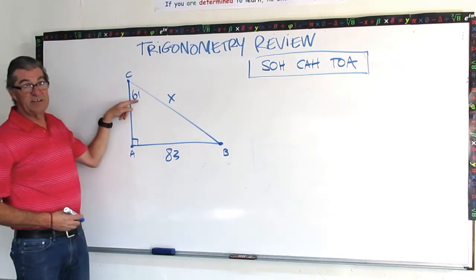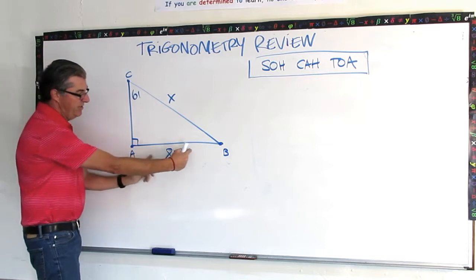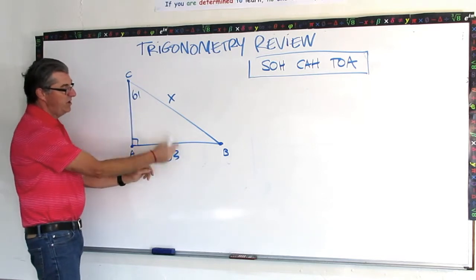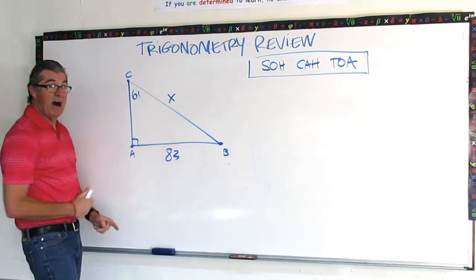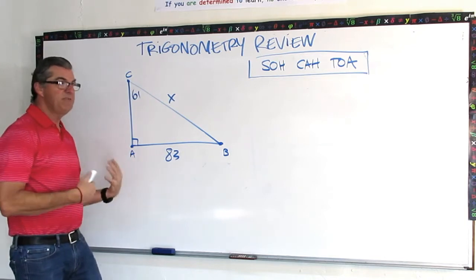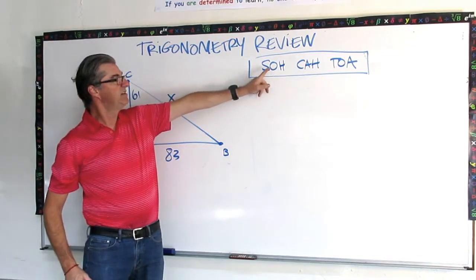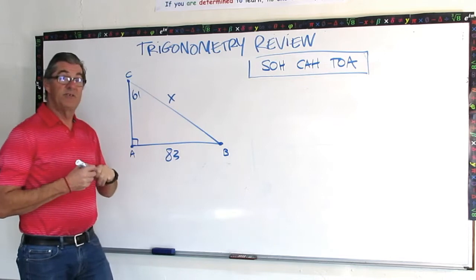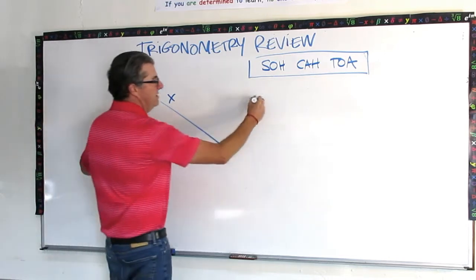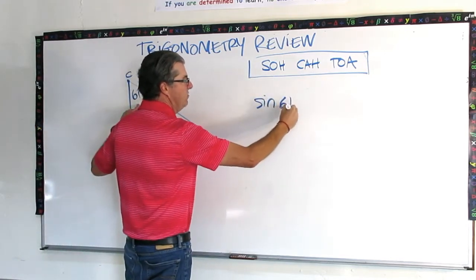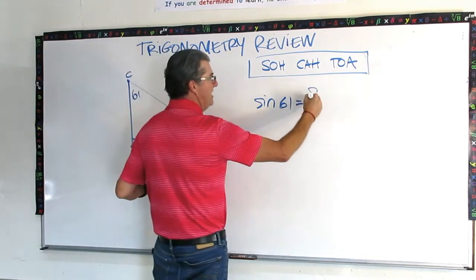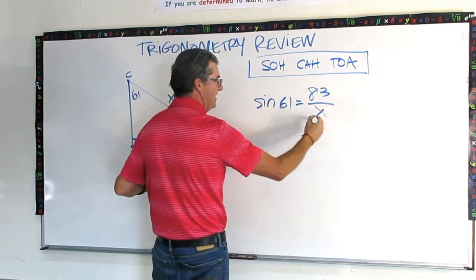So I'm in this angle. I look out. This is opposite of my angle. So I have opposite, and I need hypotenuse. Which function uses opposite and hypotenuse? That would be sine. Sine is opposite over hypotenuse. So now I can write my equation. Sine 61 equals 83 over x.